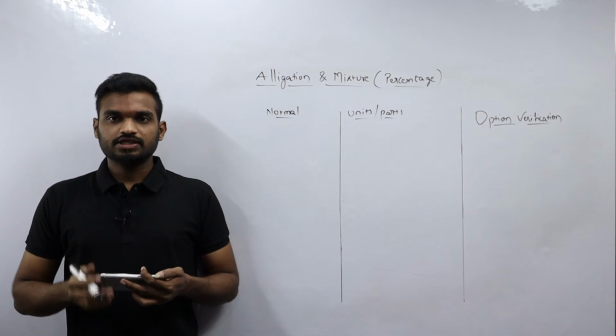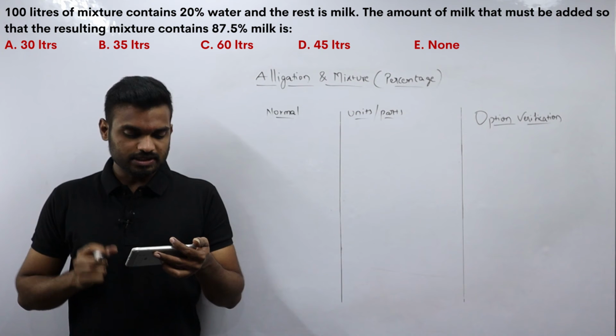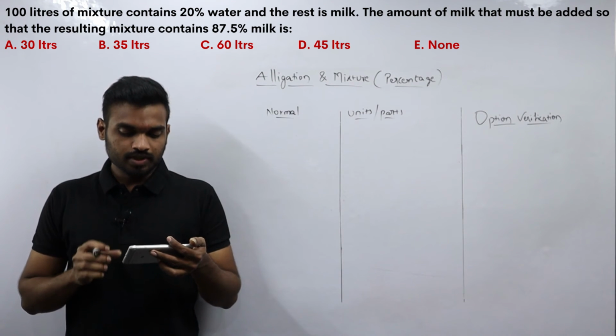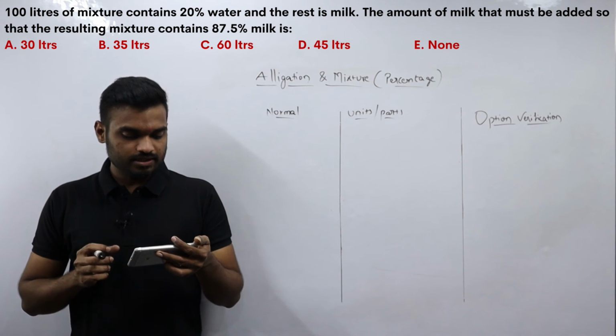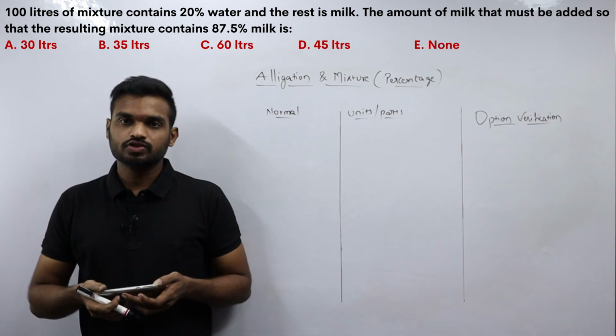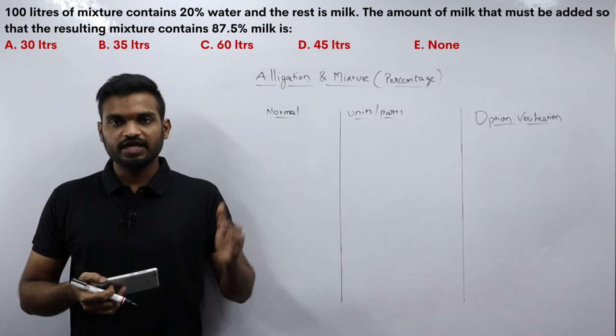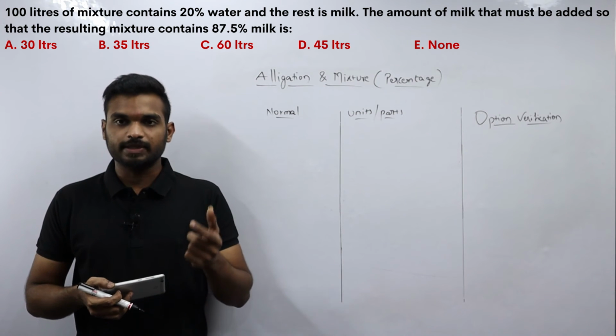Okay. Now let's see the third problem. They are saying that 100 liters of mixture contain 20% of water and the rest is milk. The amount of milk that must be added so that the resulting mixture contains 87.5% milk. So we need to find out what is the quantity of milk that needs to be added such that the final quantity contains 87.5% milk.